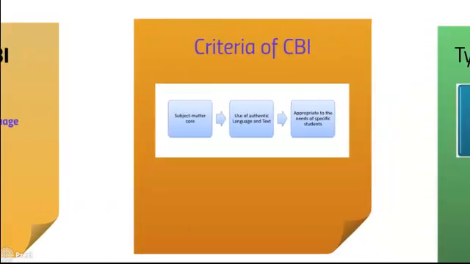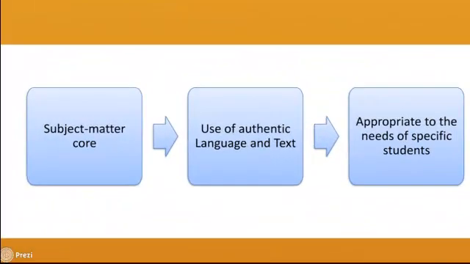There are 3 criteria of CBI curriculum. 1. Subject matter core. The fundamental organization of the curriculum is derived from the subject matter rather than from forms, functions, situations, or skills. Communicative competence is acquired during the process of learning about specific topics, such as math, science, art, social studies, culture, business, history, political systems, international affairs, or economics.